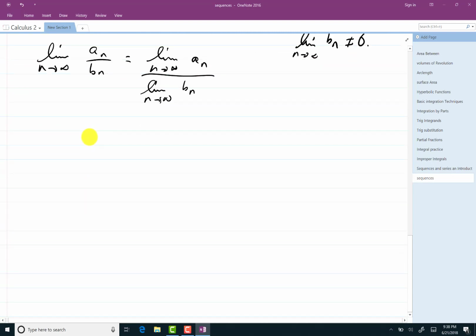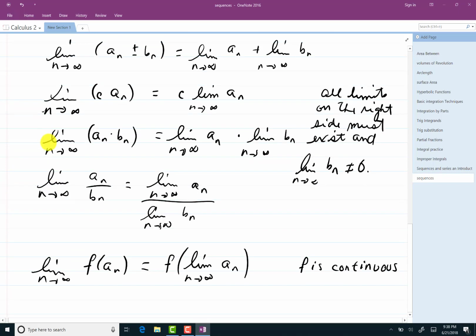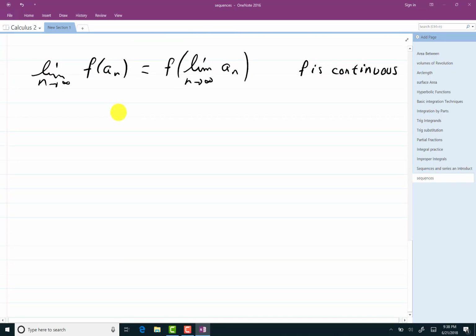If f is a continuous function, so if I have the limit as n goes to infinity of f of a_n, that'll be f of the limit as n goes to infinity of a_n. This is simply the definition of a continuous function. So if f is continuous, we could suck the limit through. And I did that when I did this limit right here. The square root function is continuous, so I was able to bring the limit to the inside and handle it that way. So these are all the standard rules.